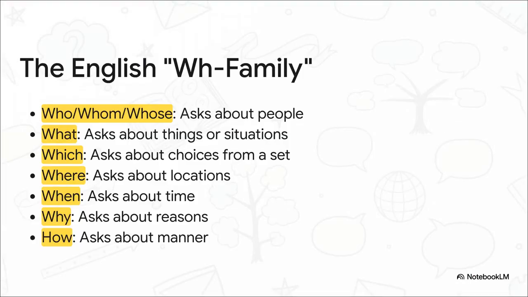You've got who, which asks about people. What is all about things. Whose is for possession. Which helps you with choices. Then you have where for place, when for time, and why, well, that one's always looking for a reason.